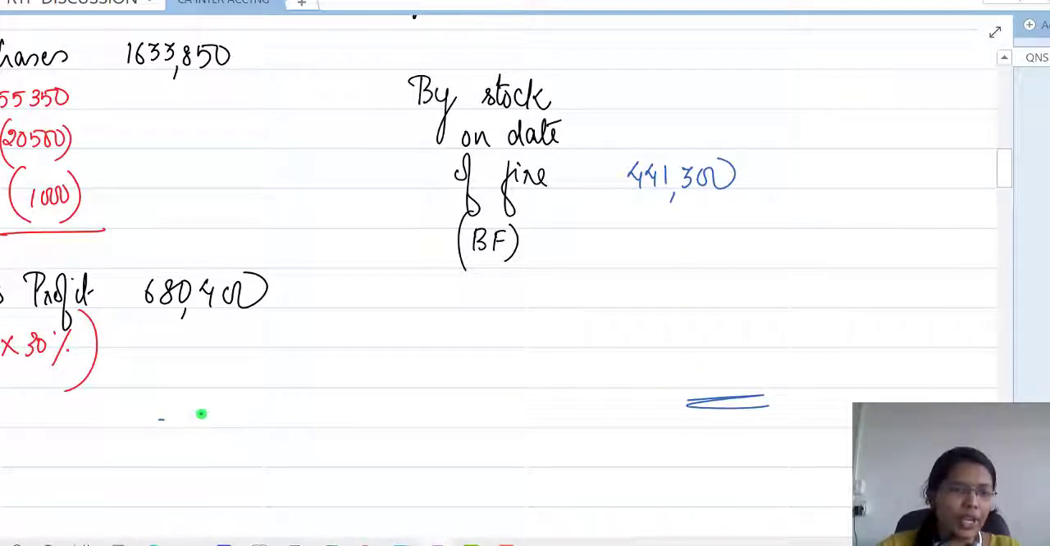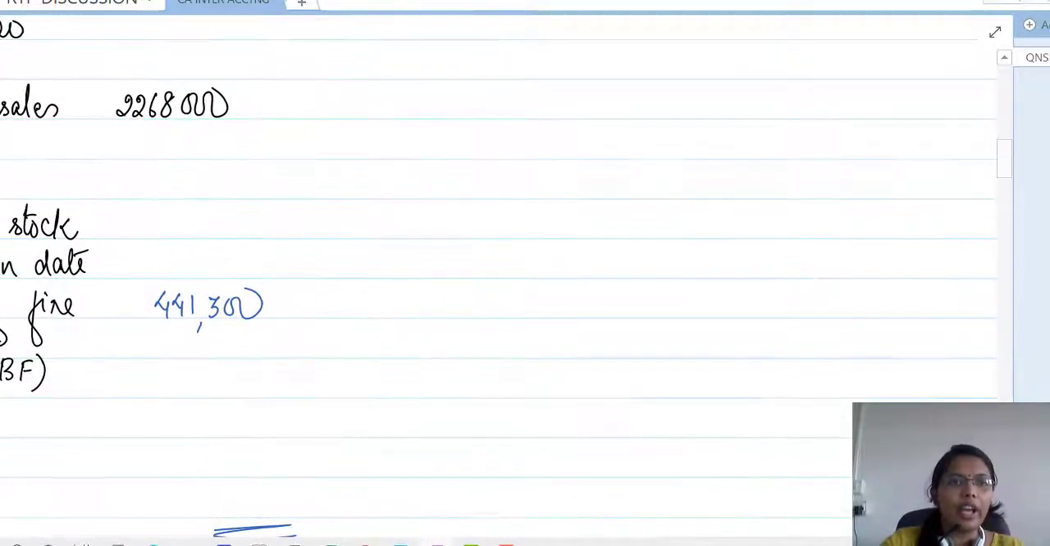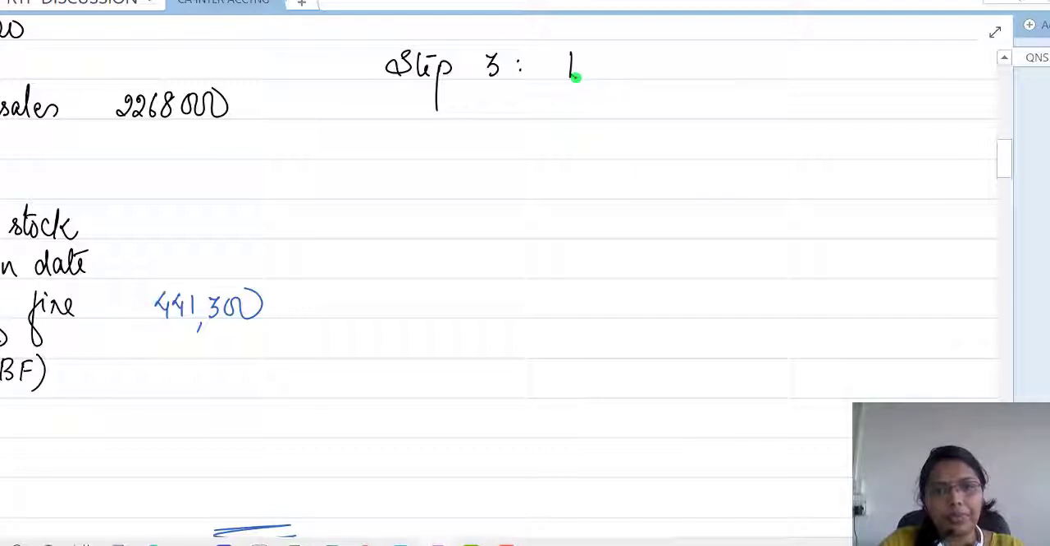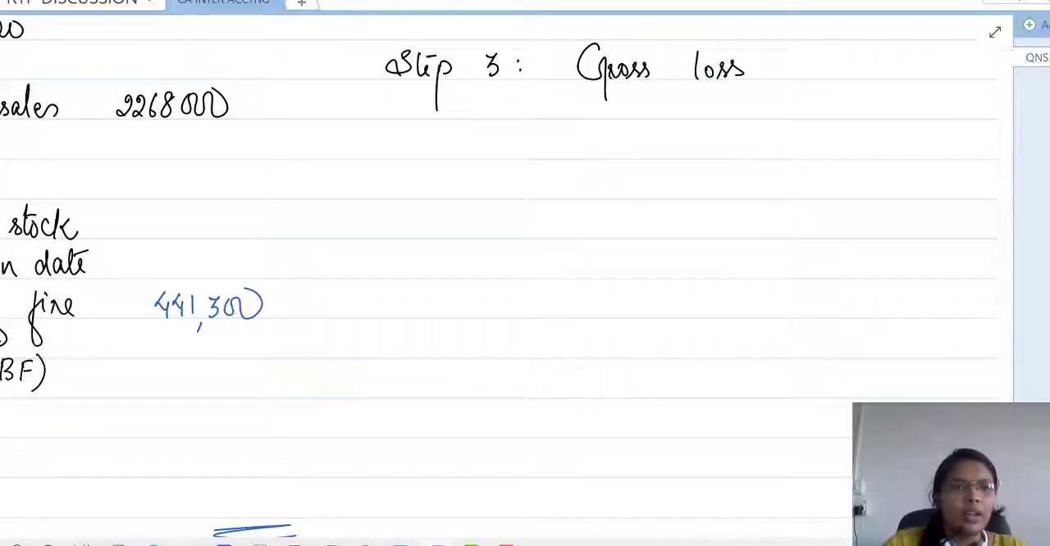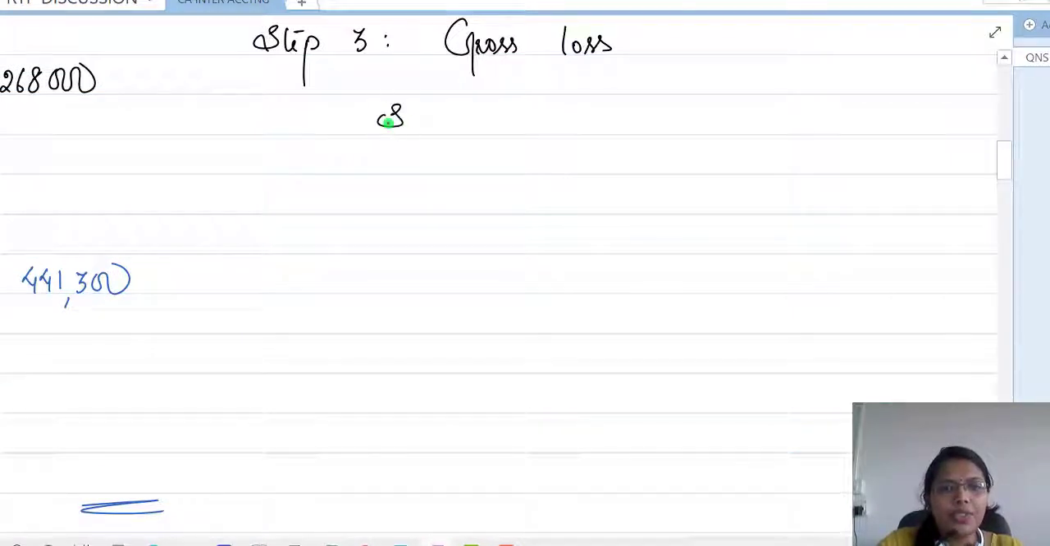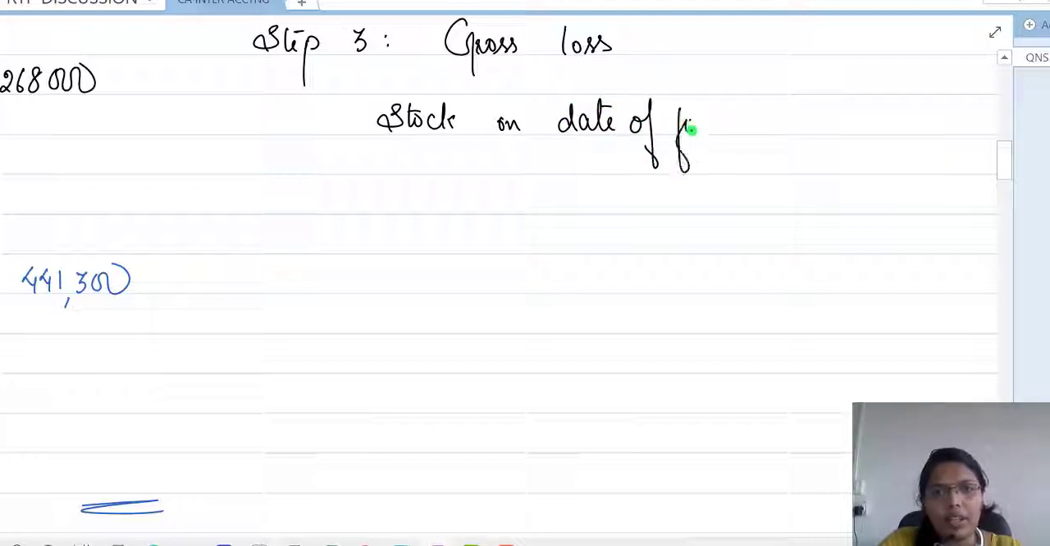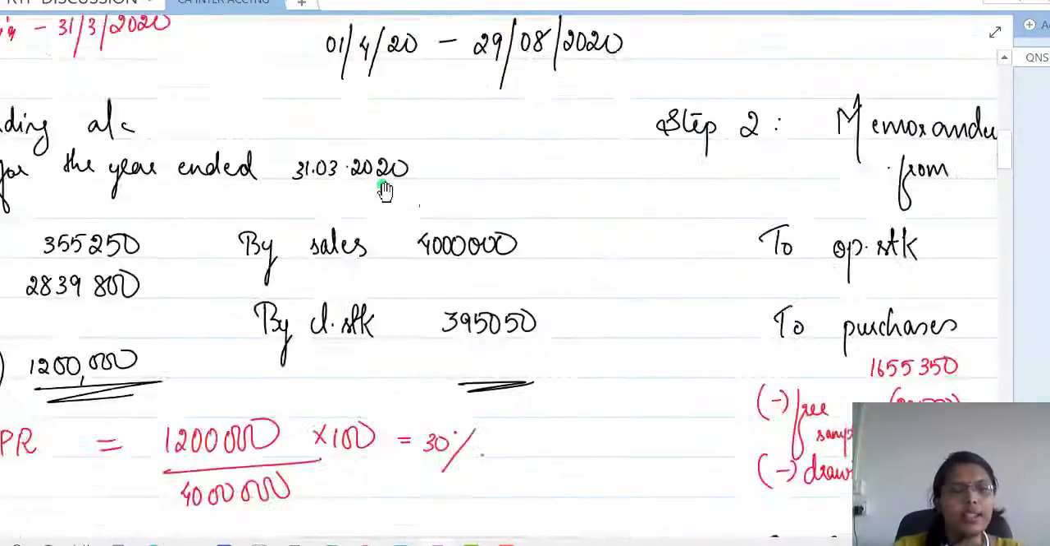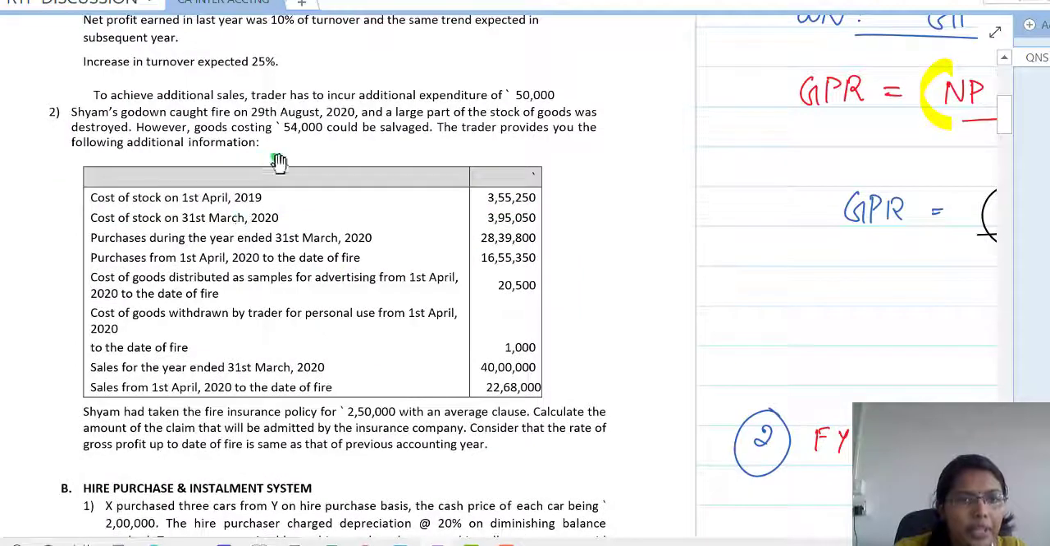4,41,300. That is my stock on date of fire. So this is ideally the stock that would have been lost at the time of the fire accident. So next step is to find the loss of stock or gross loss, we can say. That is going to be stock on date of fire, which is 4,41,300. So ideally speaking, this is the stock that should have been lost, and this is the amount I should have got as a claim. But the trader could salvage goods costing 54,000 rupees.